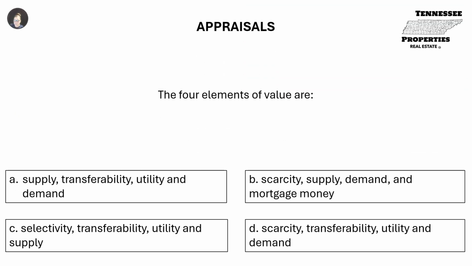The four elements of value are A. Supply, transferability, utility, and demand. B. Scarcity, supply, demand, and mortgage money. C. Selectivity, transferability, utility, and supply. Or D. Scarcity, transferability, utility, and demand. D. Scarcity, transferability, utility, and demand.